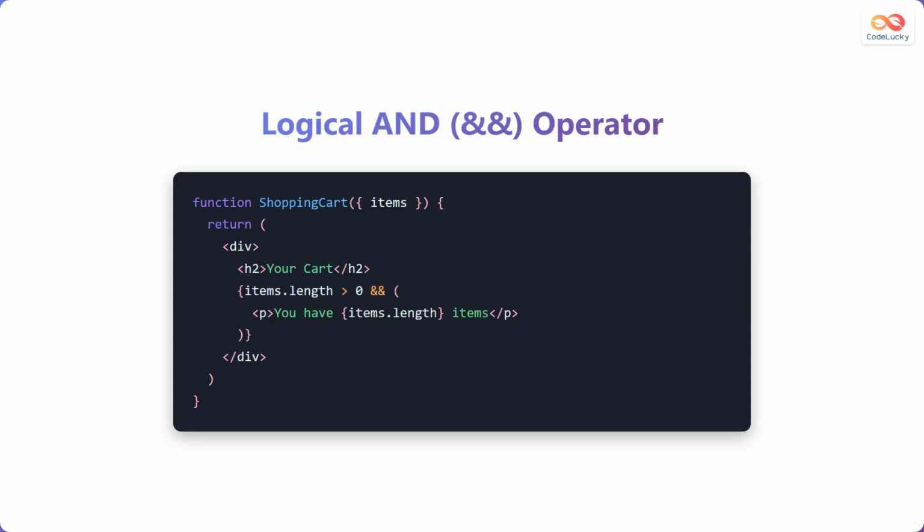The logical AND operator can be used for conditionally rendering a piece of content. In the code, we have a ShoppingCart component. If the length of the items array is greater than 0, the expression after the AND operator is evaluated and the message "You have" with the number of items is displayed. This is a neat way to render content only when a certain condition is met.